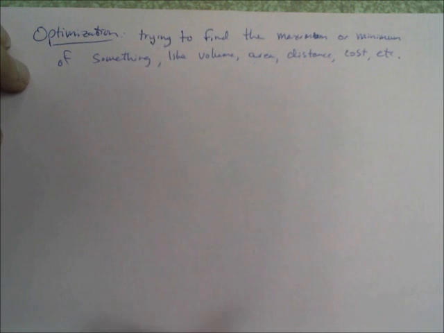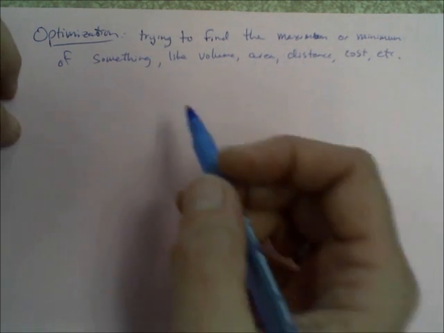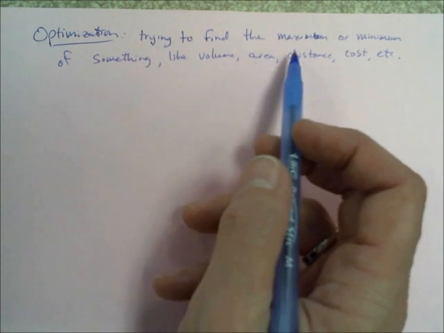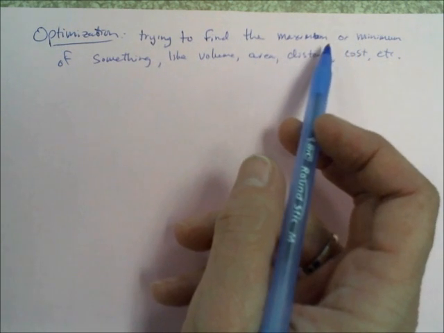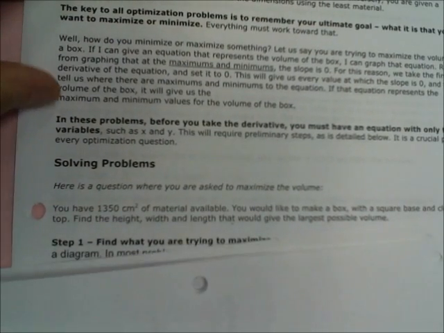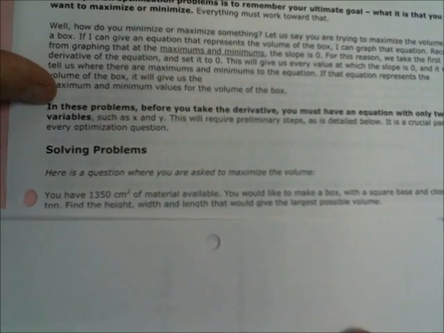So what you have to do with optimization problems is come up with a formula for what it is that you're trying to maximize or minimize, and then use a little bit of calculus to figure out what the values are going to be to get that maximum or minimum. So I've typed up some steps that you should copy into your notebook on how to solve these maximum or minimum problems.